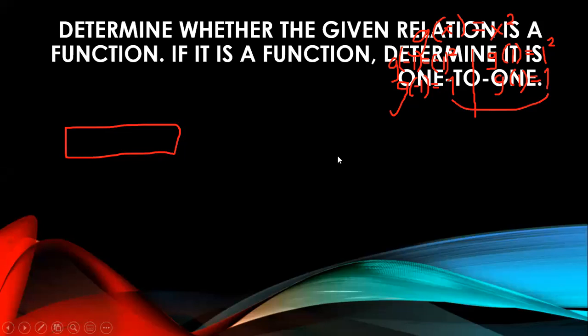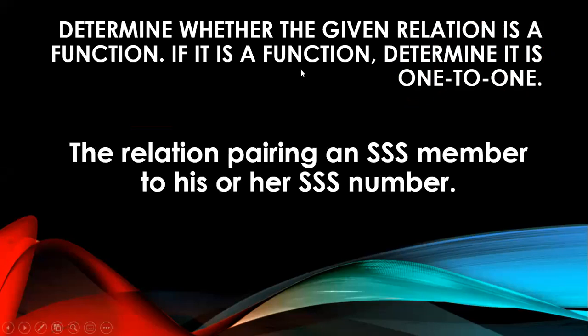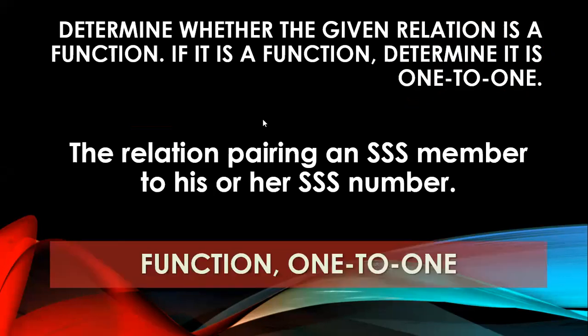Okay, so now let us determine whether the given relation is a function, and then if it is a function, determine if it is one-to-one. Okay, so the relation pairing an SSS member to his or her SSS number. Okay, so this is a function and this is a one-to-one function.